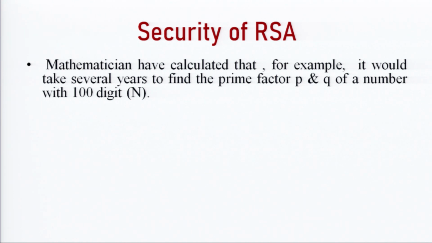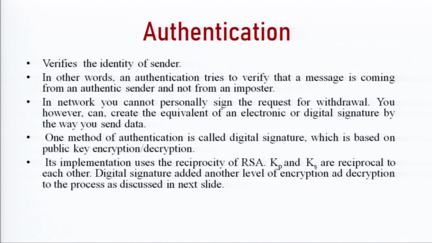So, how will we deal with the security? Security mathematicians have calculated that, for example, it would take several years to find the prime factors P and Q of a number with 100 digits. Here we already know the values of the prime numbers P and Q chosen, but if some snooper tries, then it will take several years. So, that is a very tough task and it will not be possible to do that easily. So, this is a highly secured method.